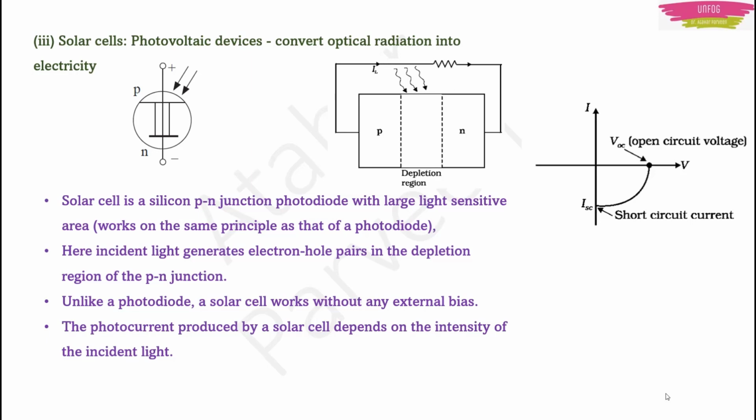Okay. Now this incident light will generate electron hole pairs. That is what happens in the depletion region, right? What happens in the depletion region? Electron hole pairs are generated, the same as in the PN junction diode. Here also that will happen. But that will happen not with the current. That will happen with the sun's light.